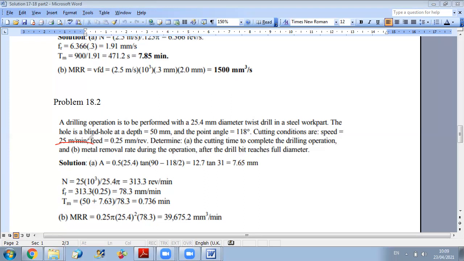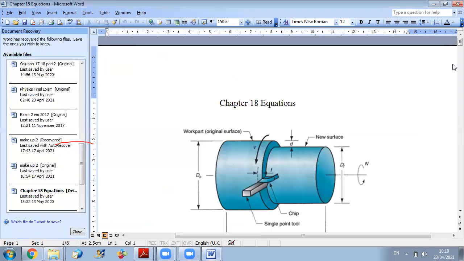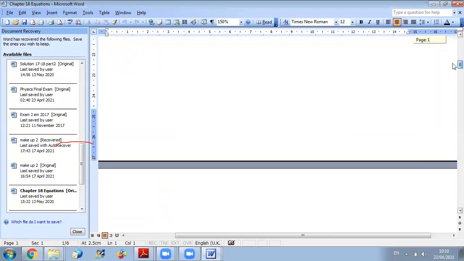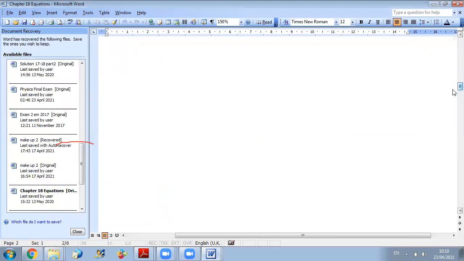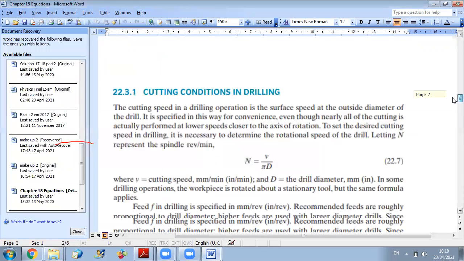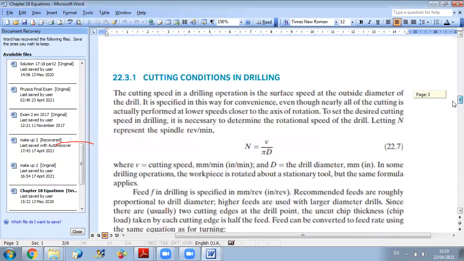So first, to begin with, let us remember the drilling operation. We can see it back here in the chapter 18 equations file. We have already developed that we can also relate, in case of drilling, the velocity of rotation to the number of revolution per minute of the drill. So it's similar to turning. You have the peripheral velocity over pi d, which will give us the number of revolution per minute of the spindle.